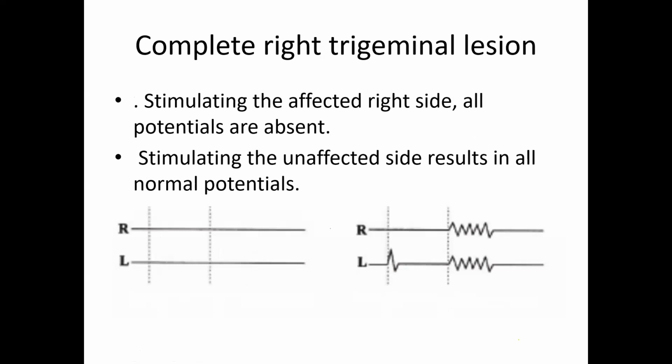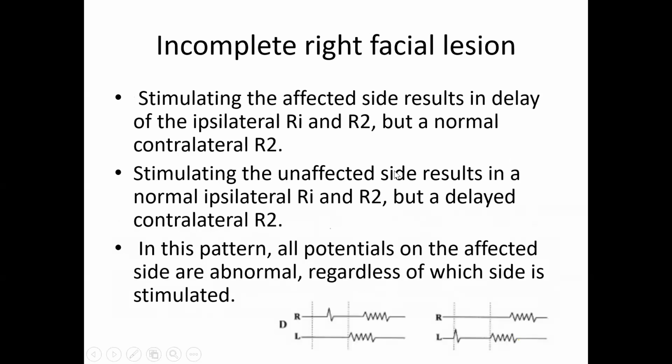Then a complete right trigeminal lesion will give rise to what? All the responses, R1, R2 and contralateral R2, are absent when stimulating from the right side. But if you stimulate the left side, the left R1 and R2 come, and the right-side R2 also comes. Understood? Yes, ma'am. Then incomplete right facial lesion, that is the efferent pathway. Stimulating the affected side will result in a delay in the ipsilateral R1 and R2, but a normal contralateral R2.